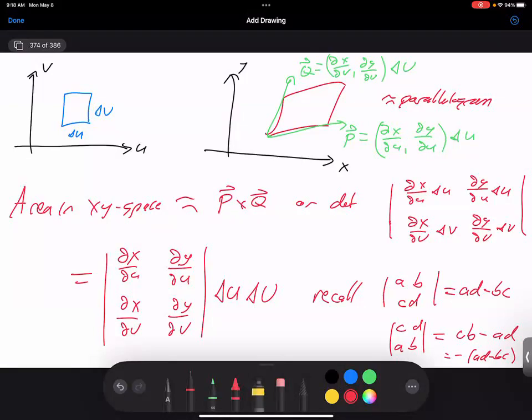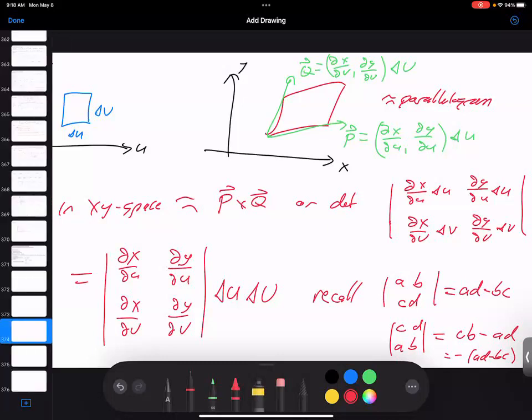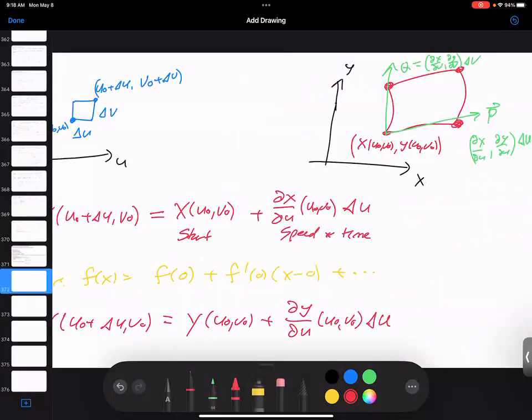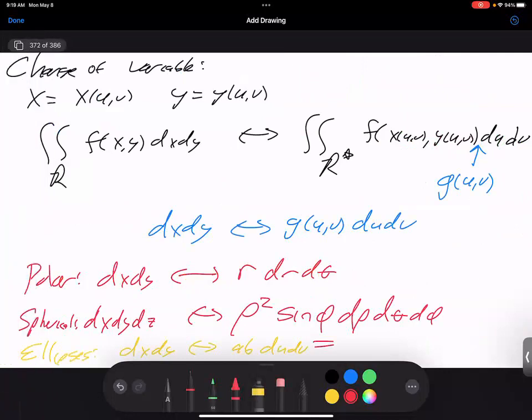So we've got to be careful, which order do we have things? When we're trying to figure out how the areas change, it's actually the absolute value of the determinant, not the determinant. So the answer that's going to go in here is the absolute value of the determinant of the Jacobian. That's what we call the matrix of partial derivatives.